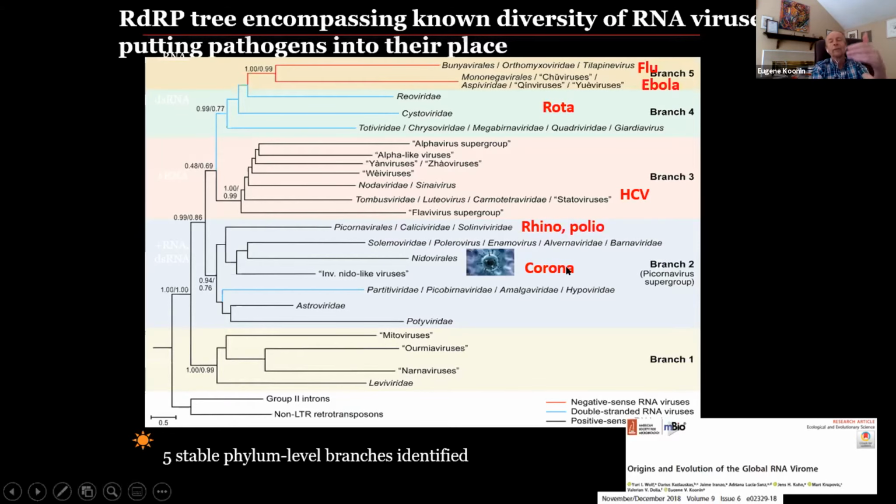And you can see that these main groups of human pathogenic viruses, coronaviruses, rhinoviruses, polio, hepatitis C, for which the Nobel Prize was awarded last year, rotaviruses, flu, Ebola viruses, they're all scattered. They belong to different major phylum-level branches within this tree. And they are incidentally related to viruses that are not at all pathogenic and do not even infect animals. These are complicated relationships, but we must understand them if we really want to know what these viruses are about.